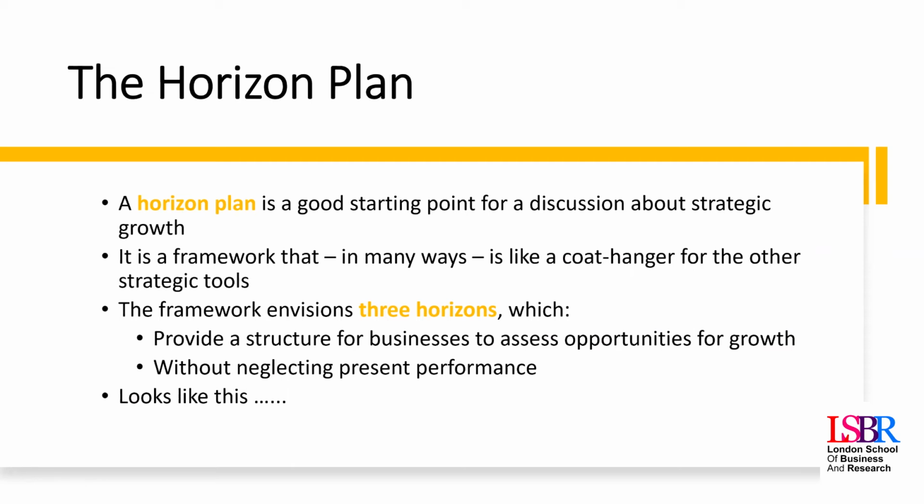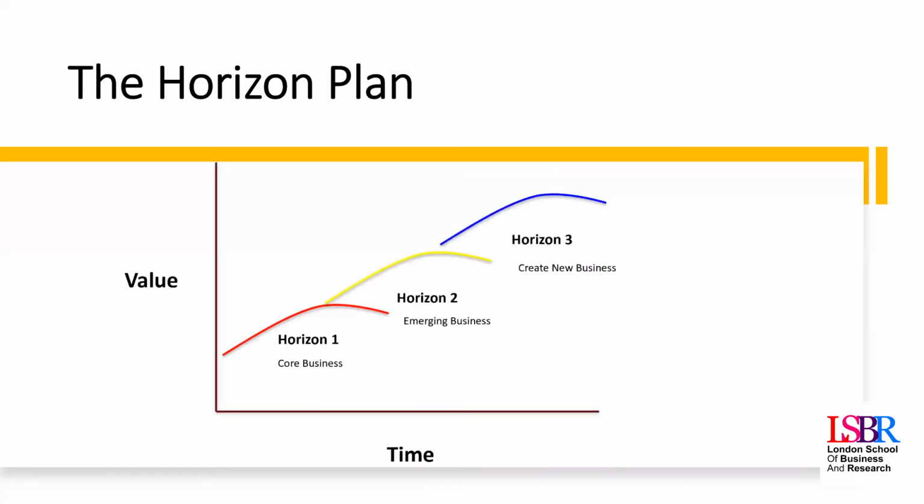So the framework envisions what we call 3 horizons. Horizon 1, Horizon 2, and Horizon 3. Now, these provide a structure for the business to assess opportunities for growth without neglecting present performance. So what do I mean by that? Let me just show you. So this is the horizons.